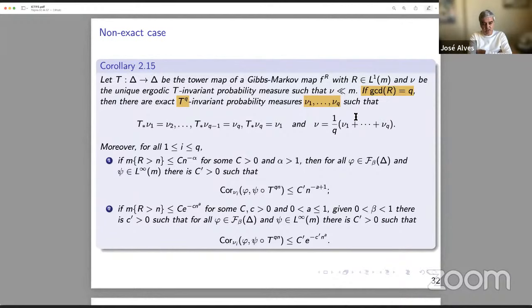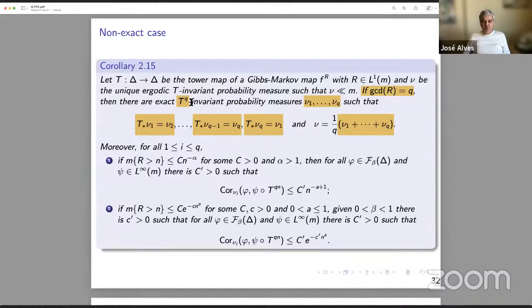TQ, there are invariant probability measures, nu one up to nu q, such that they form a cycle in the sense that they are invariant for TQ, but when you consider the push forward by T, the first one goes to the second one, goes to the third one, and the one but last goes to the last one, and the last one goes to the first one. So we have a cycle. And the measure actually is the average of these measures, which are invariant for TQ.